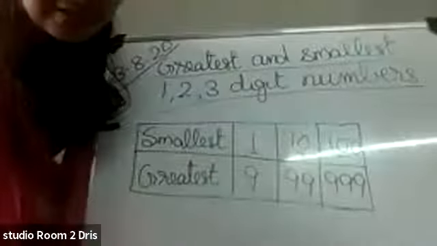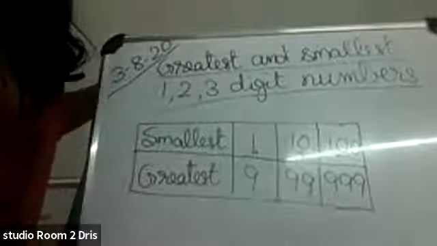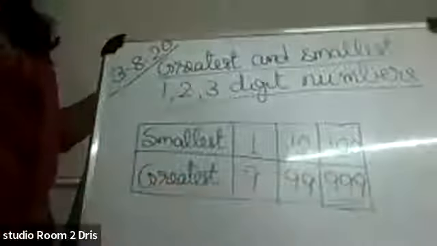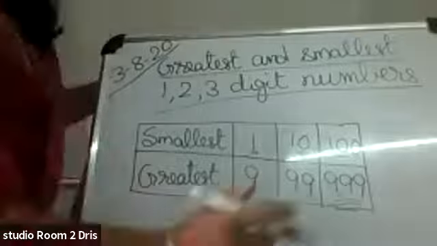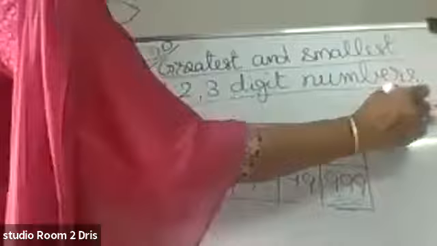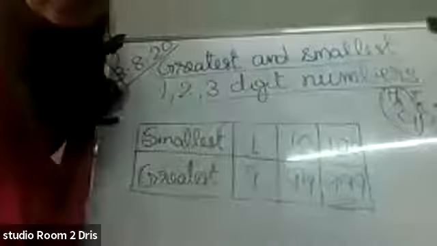Now let me ask somebody. Janita, how will you read this number, 3 9s? 999. Yes, very good. It is read as 999. Three nines are there. The last place is ones. The nearby place is tens. The first place is hundreds. So this will be alone and this will be together.